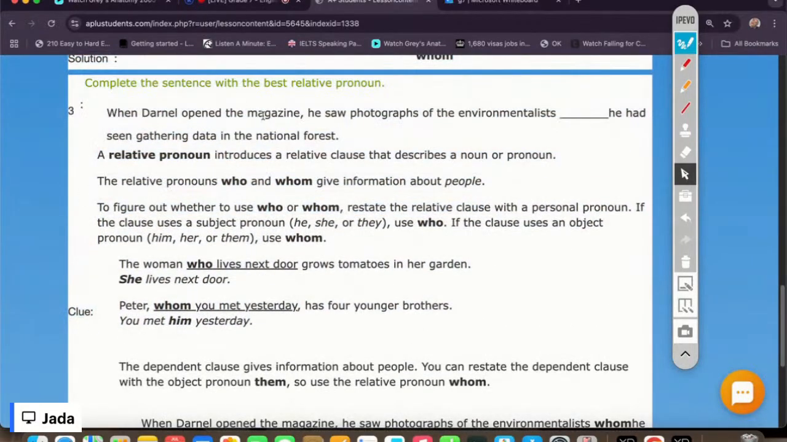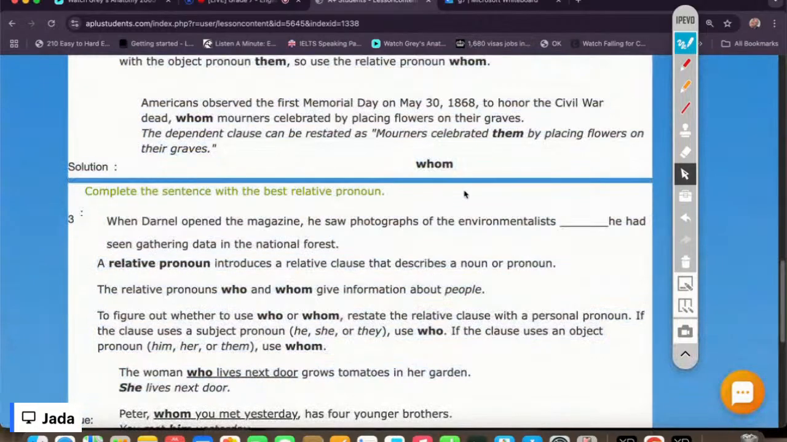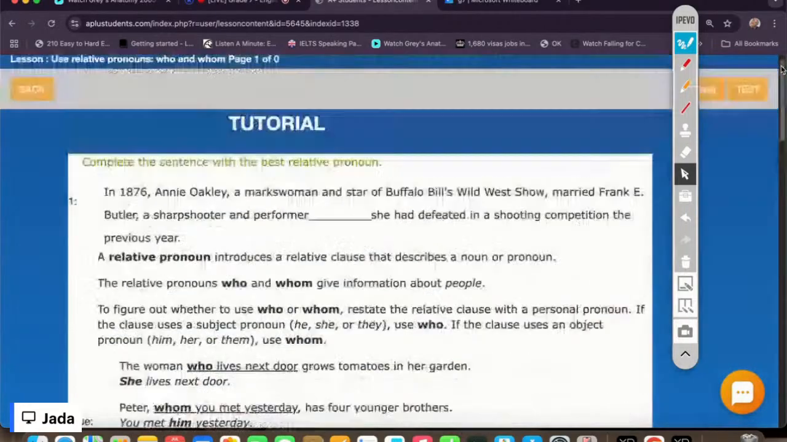When Daniel opened the magazine, he saw photographs of the environmentalists whom she had seen gathering data in the national forest. So we have whom. You can restate it to them: he saw photographs of the environmentalists, so they had been gathering data.